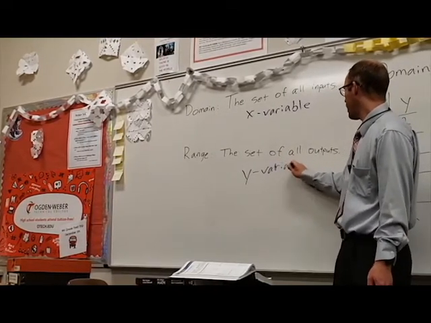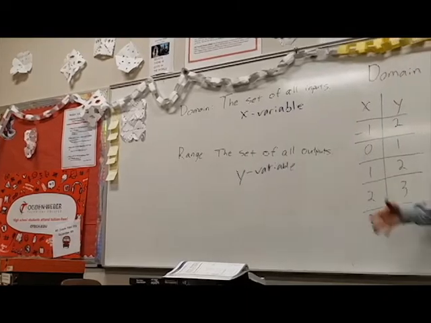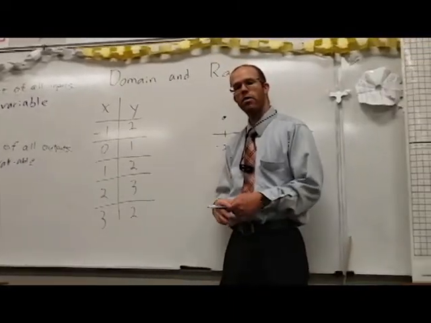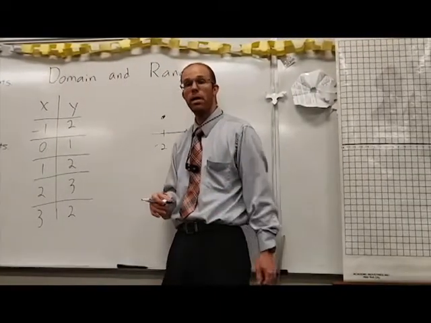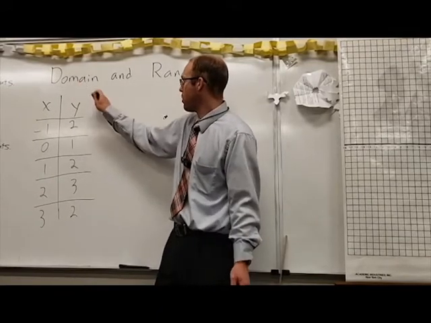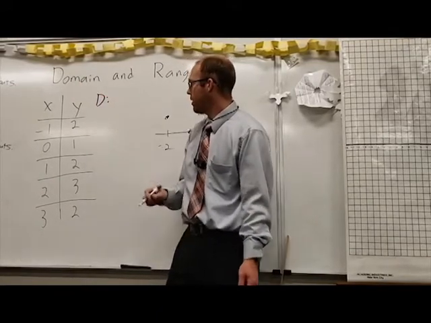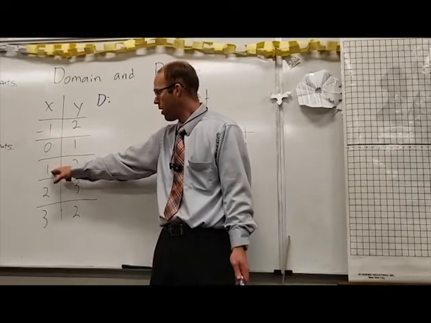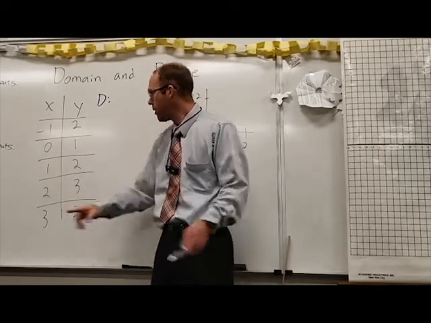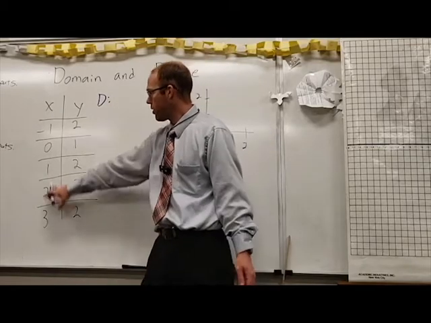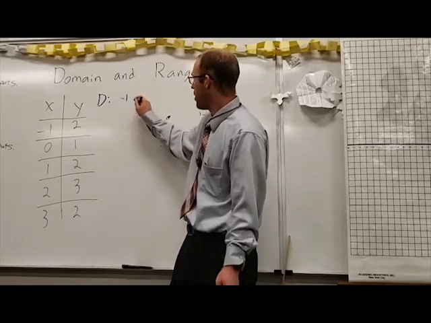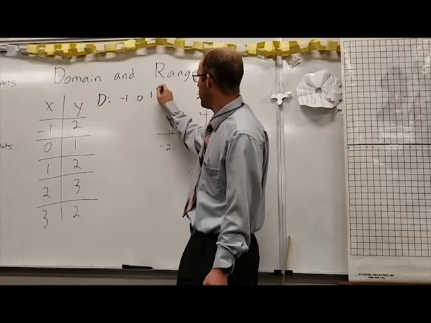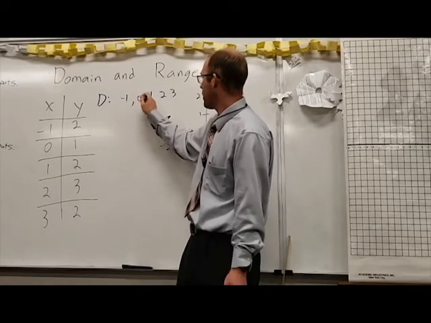So when we take a look at tables of values or different things, we're looking for our x and our y values to figure out what our domain and range are. So let's start with domain. We can often abbreviate that with a D. You will notice that we have our x values listed here. So our domain is just the collection of all those: -1, 0, 1, 2, and 3. We're going to write a list.